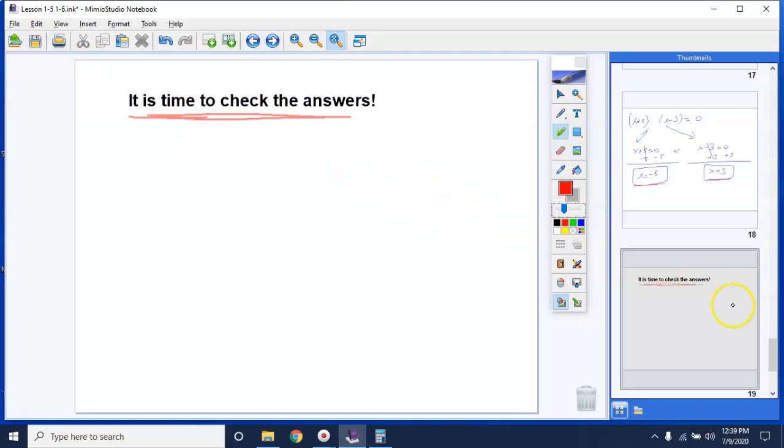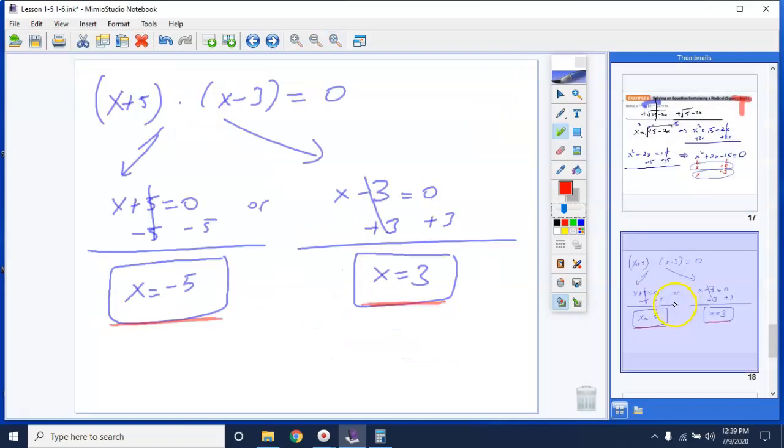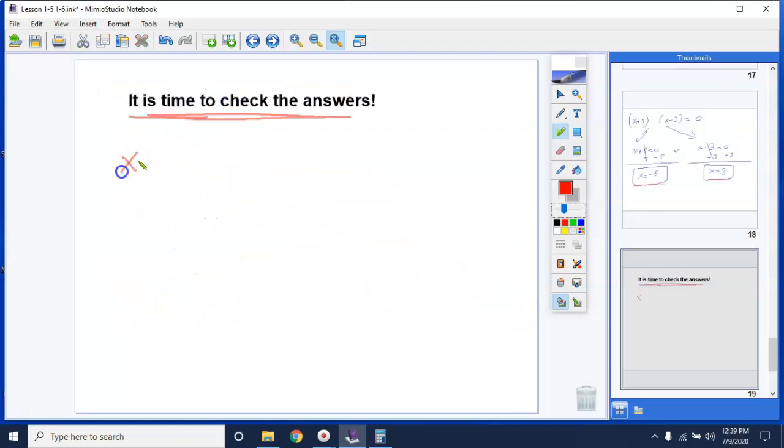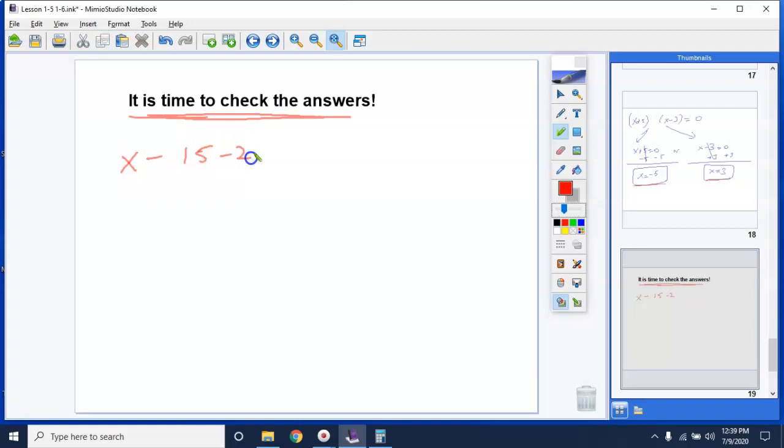Let me get my equation. What was my equation? My equation was x minus the square root of 15 minus 2x equals 0, right? That's my equation. We solved that, and we got negative 5 and 3. Let's plug them in and see which one works. Let me go with x equals 3 first.